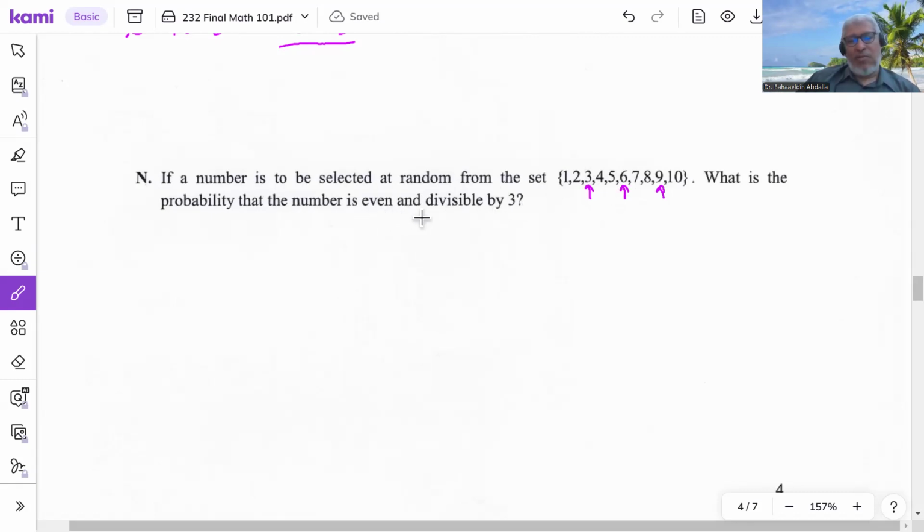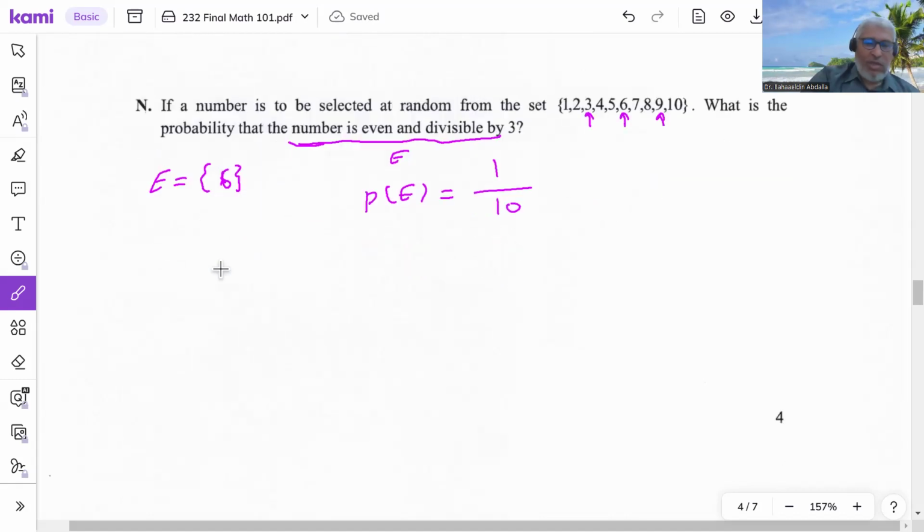Now, how many of them is even? 3 and 9 are odd, so 6 is the only even number divisible by 3 in this set. So I can call this set E, and E will have only one number, which is 6. He's asking about the probability of E. So probability of E would be the number of elements in E, which is 1, over the number of elements in this set, which is 10. So the answer is 1 over 10.